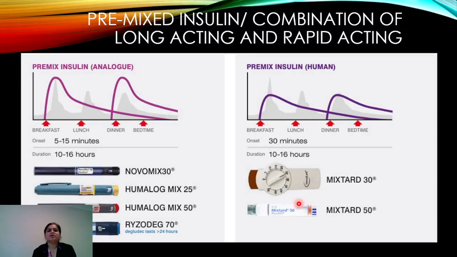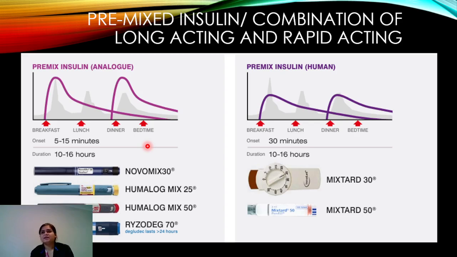We see them a lot, like NovoMix. We see NovoMix, and we also see Ryzodeg quite often in people's homes. So these are usually BD regimes because these are mixed insulin. They have a combination of a longer acting and a shorter acting component. So rapid acting and longer acting in one insulin pen. So these are mixed insulins. So that's why these don't need to be given that often.